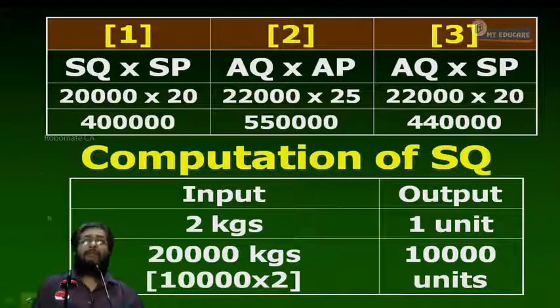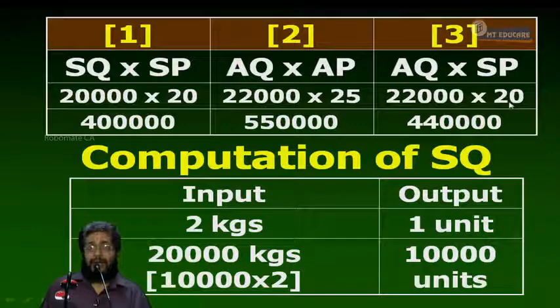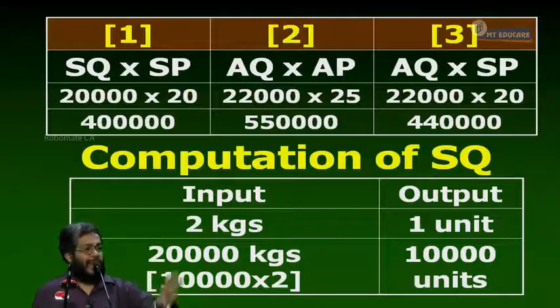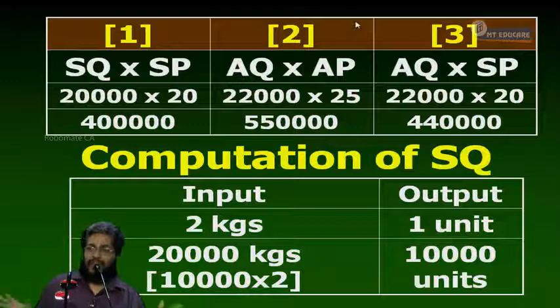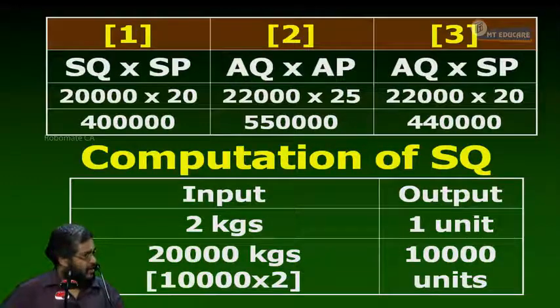Now tell me, price variance. How much rupees should I have paid? 20. How much did I pay? 25. Every kg was excess payment of 5 rupees. For how many kgs? 22,000. What is the price variance? 1,10,000 adverse. How many kgs am I allowed to consume? 20,000. How much have I consumed? 22,000. What is the extra consumption? 2,000. Into how much rupees? 20. What is the adverse variance? 40,000. And 1 minus 2 gives you the total variances. Everybody understanding it or not?